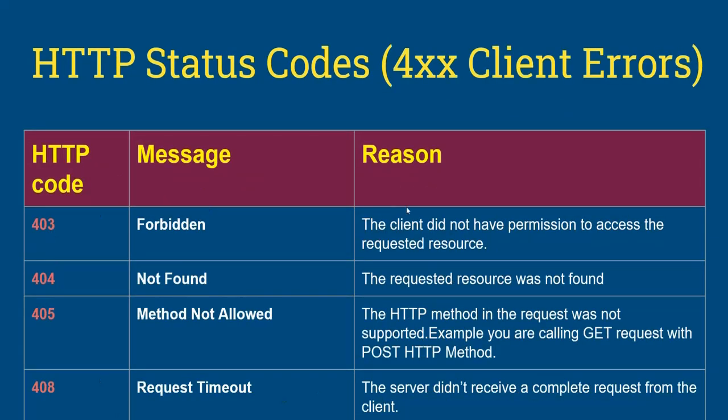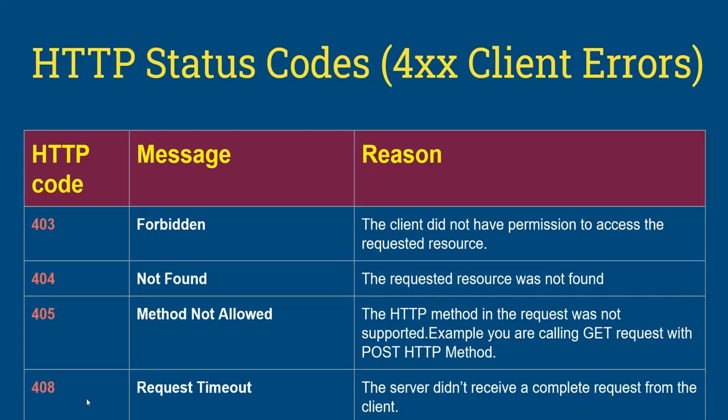403 forbidden. If the client does not have permission to access the requested resource, it will throw you 403. This is self-explanatory. 404 not found: we just saw that example, because in our Clark Technologies website, that page is not available, so it is sending the 404 not found message. And 405 method not allowed. For example, if a resource is implemented with only a GET method and you access it by using the POST method, it will send you a 405 method not allowed response.